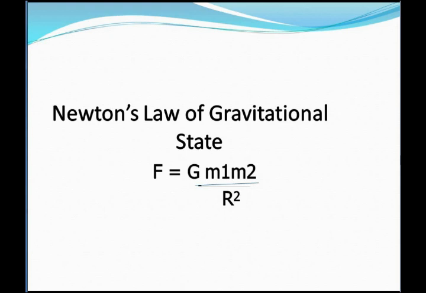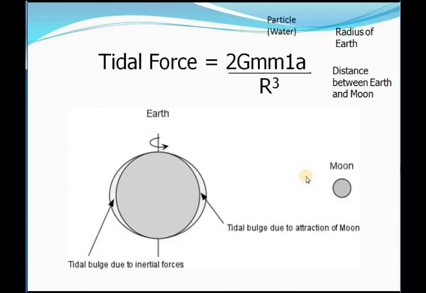So for the two bodies, the force acting on a surface, the gravitational force, is inversely proportional to the square of the distance between the two bodies. What is the r square? The square of the distance between two bodies. And so this is the gravitational pull. But what is your tidal force? The tidal force is different from the gravitational pull. So if you see here, the tidal force is different. How is the tidal force different?